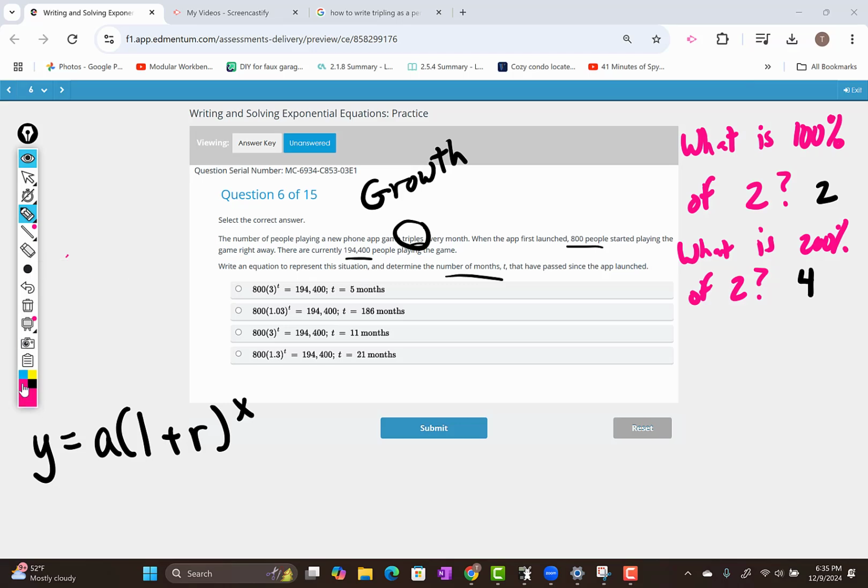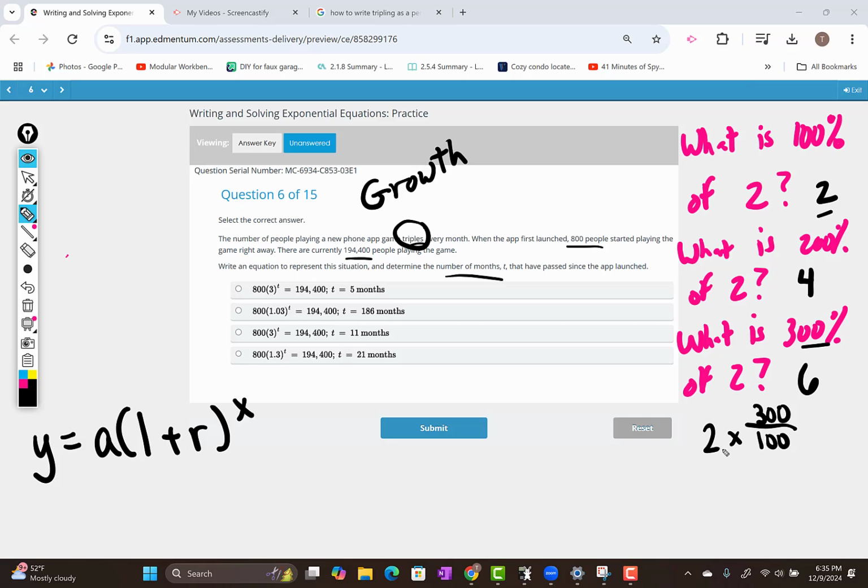So then finally, what we're after, what is 300% of 2? Well, 300% of 2 is 6. Or in other words, we've just tripled that number. We've taken 2 and we've multiplied it by 300 divided by 100. It's still a percentage, so we still divide it by 100. So this tells me in this problem that we're tripling. This value on the inside of the parentheses is going to be 3.